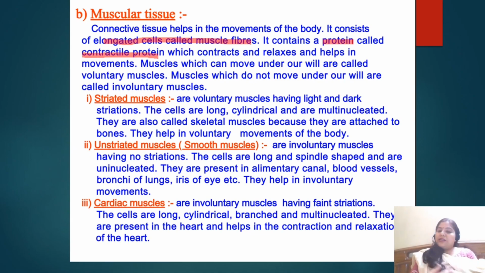But there are certain muscles which are not under our control. See, for example, blinking of the eyes. Can I control it? If somebody asks me to hold my eyes open for 5 minutes, I will not be able to.